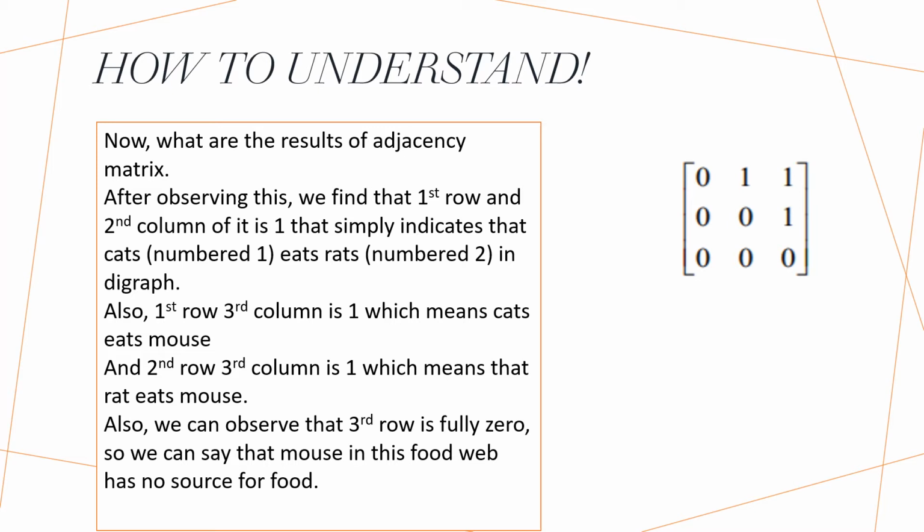If we go to the second row representing the rat, we have a 1 in the third column, which means that the rat eats the mouse. But the rat does not eat the cat or itself. The important thing to notice here is the third row, which is all zeros, meaning the mouse does not eat the cat, the rat, or itself. This way we are able to represent the food web of an ecosystem.